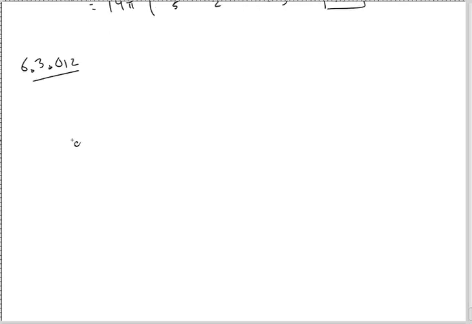63012. We got y is equal to 3e to the x squared.